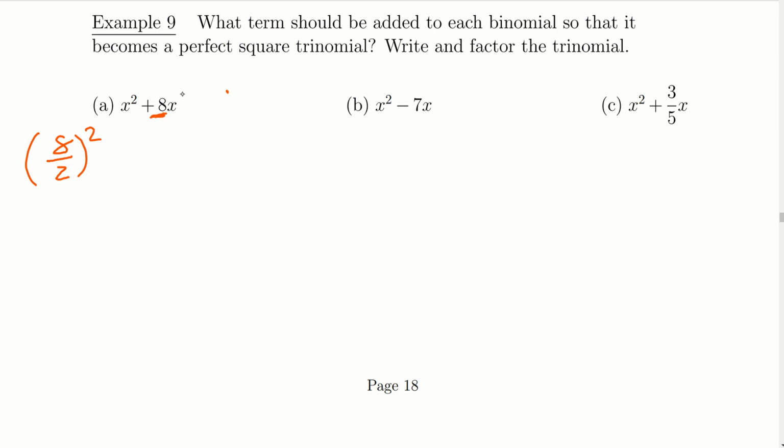Half of 8 is 4. And then 4 squared will give us 16. So if we add 16 to this, it should give us a perfect square trinomial. Let's find out.